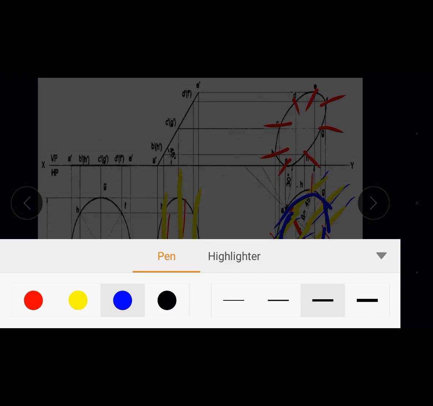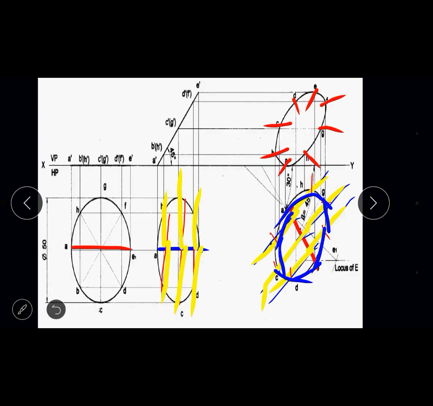The last profile, whatever you get, will not be an ellipse, it will be called a smooth curve. This is the last step.